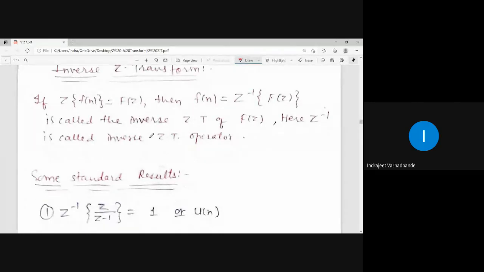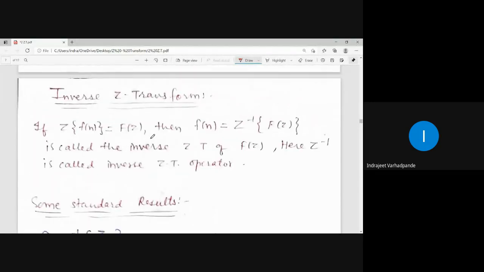Inverse Z transform. After learning the definition of the Z transform and the various properties, the next topic of discussion is inverse Z transform. So what was the definition of Z transform? The reverse will be applicable over here. If Z of f of n is capital F of Z, then f of n is Z inverse of capital F of Z. So Z transform of a sequence is answered in the form of Z.